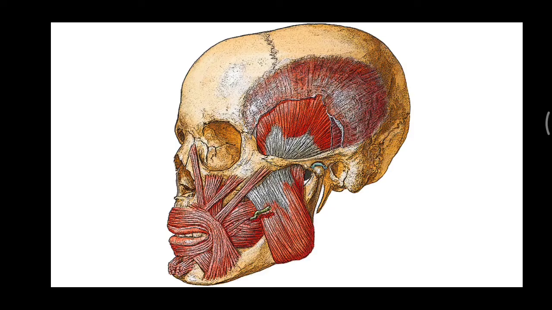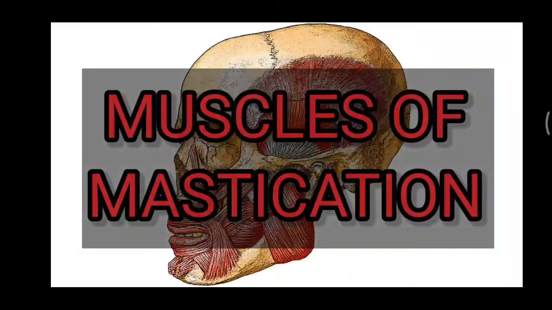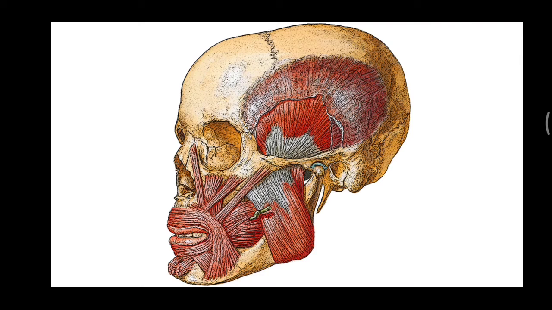We are going to discuss the muscles of mastication in this video. From the superficial to deep aspect, they are the masseter, temporalis, lateral pterygoid and medial pterygoid muscles. Before going into the details of the muscles, we have to understand certain anatomical landmarks to understand this topic very clearly.